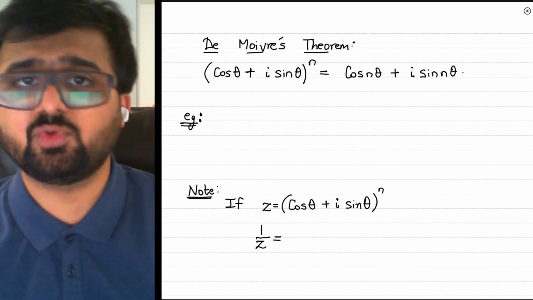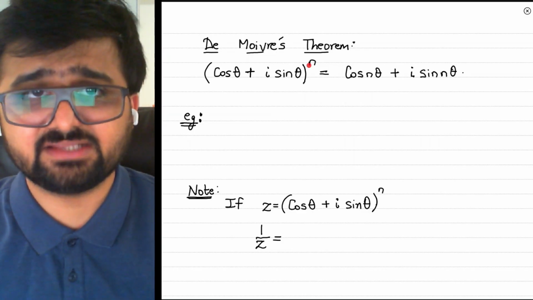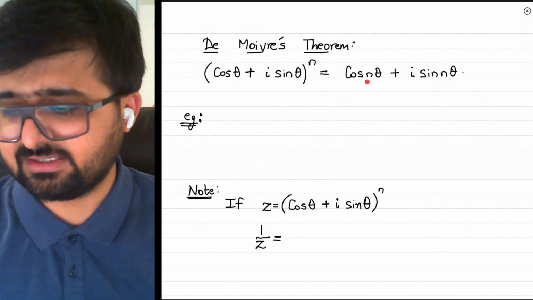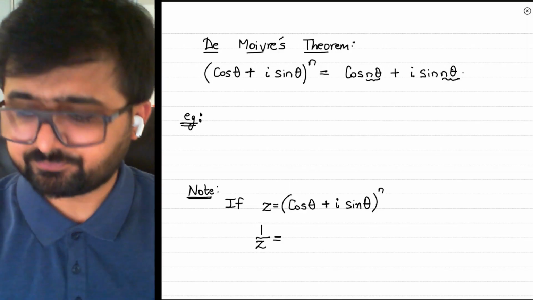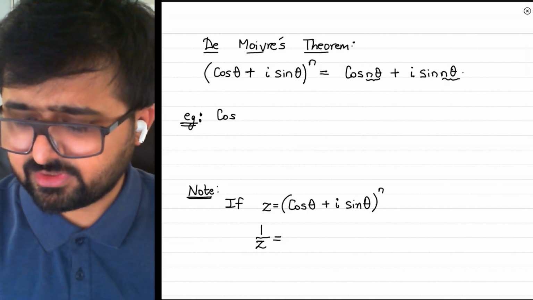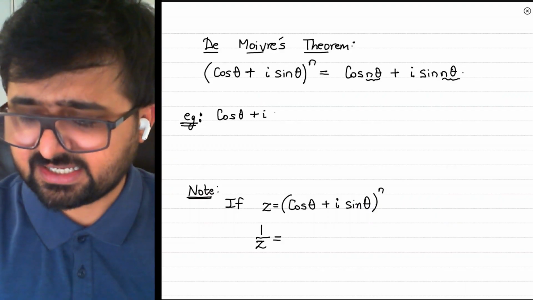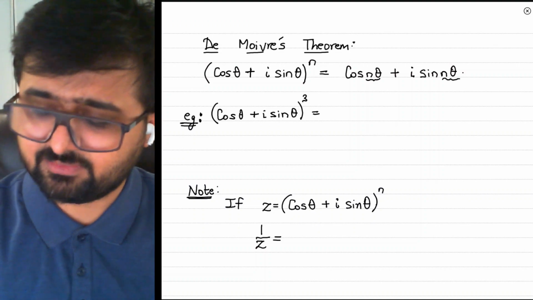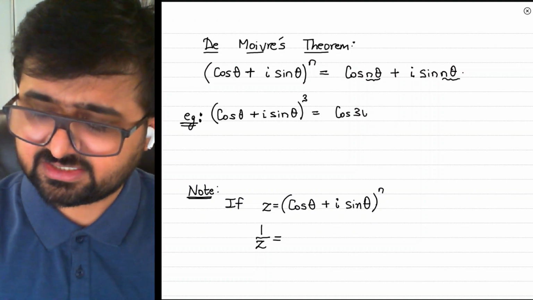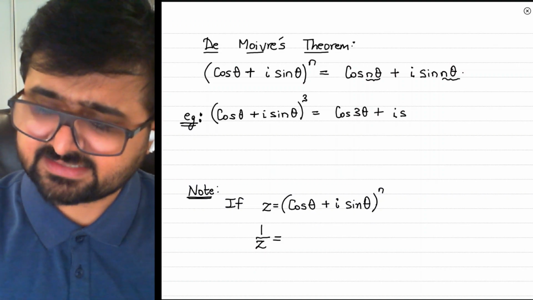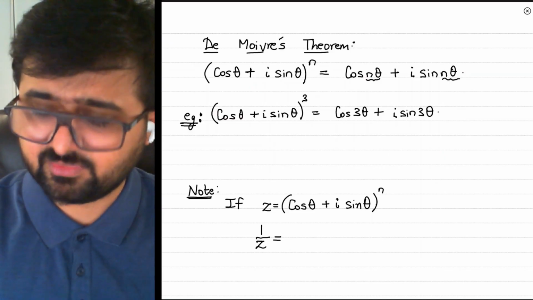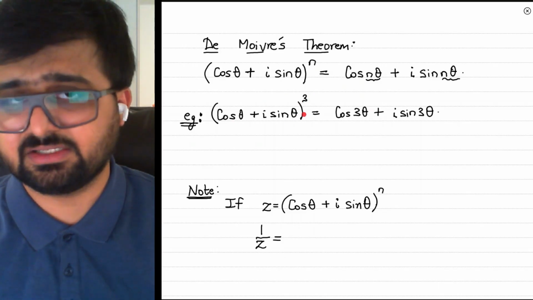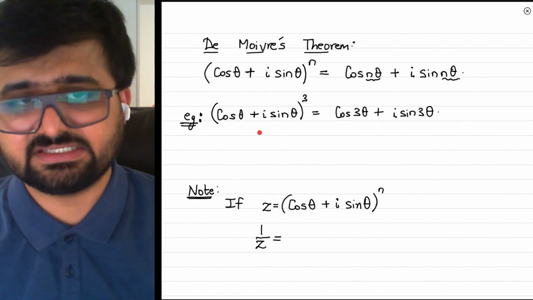So basically, de Moivre's theorem states that you can multiply this power in the angle. That n can be multiplied in the angle like so. For example, if you have (cos theta + i sin theta) raised to power 3, that can be written as cos 3 theta + i sin 3 theta. A very simple theorem, but a very powerful one. That power can be multiplied inside the angle in case of cos theta + i sin theta.